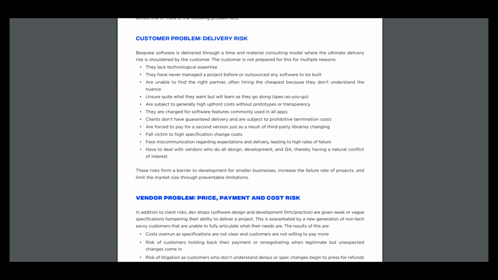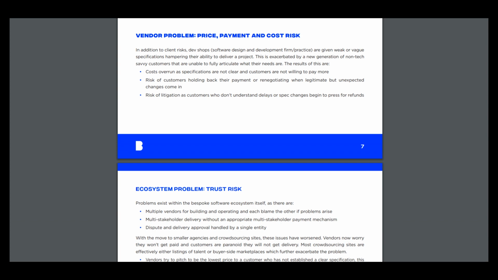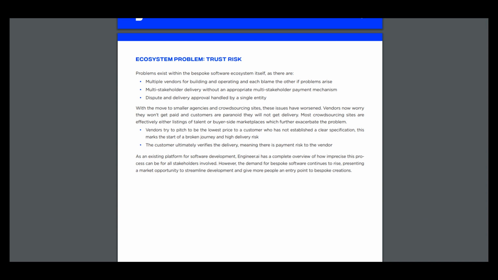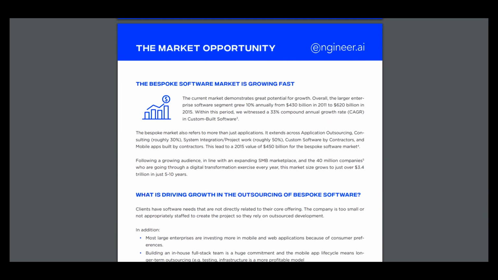Clients ensure quite what they want, but we'll learn as we go along. Vendor problems: price, payment, cost tricks, also a consistent problem, trust tricks. So you can see there are a lot of problems in this field, and this project can really do something really needed. And you can see that this market is really very great.